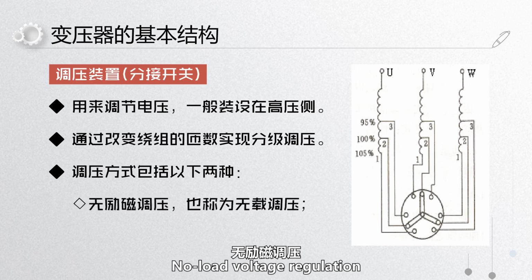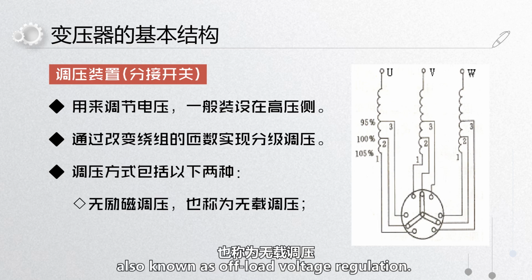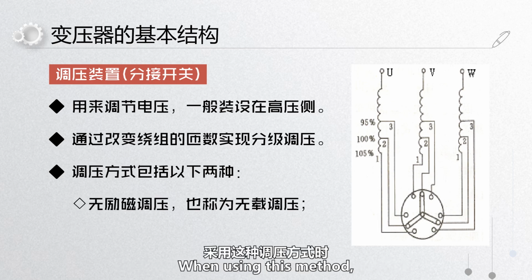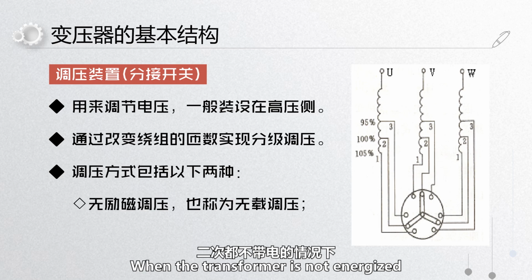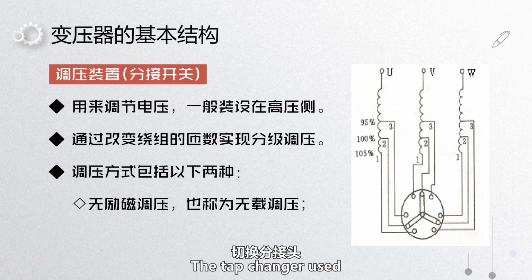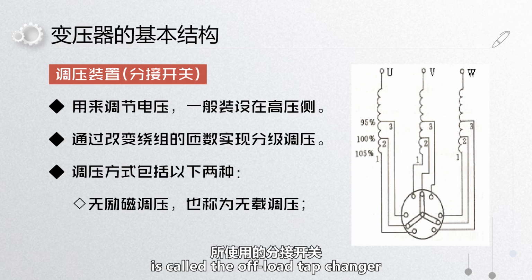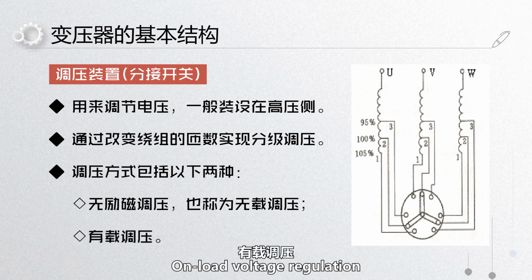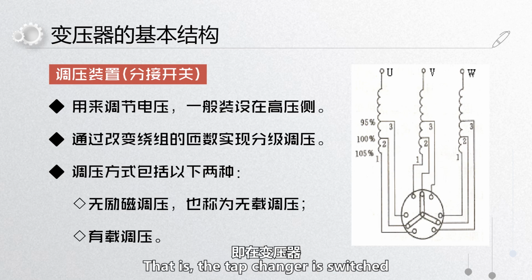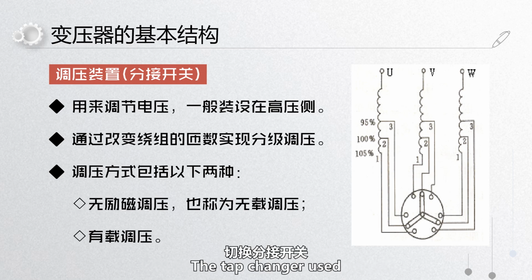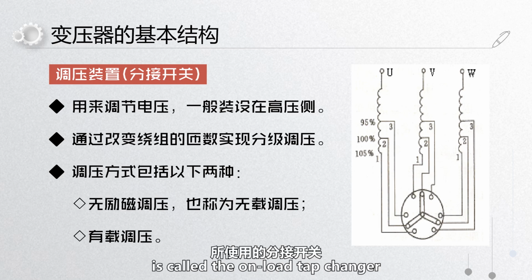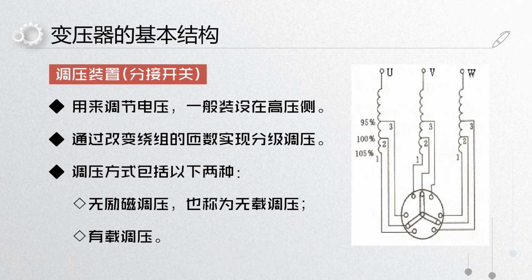No-load voltage regulation, also known as off-load voltage regulation. When using this method, the tap changer must be switched when the transformer is not energized. The tap changer used is called the off-load tap changer. On-load voltage regulation, that is, the tap changer is switched when the transformer is under load. The tap changer used is called the on-load tap changer.